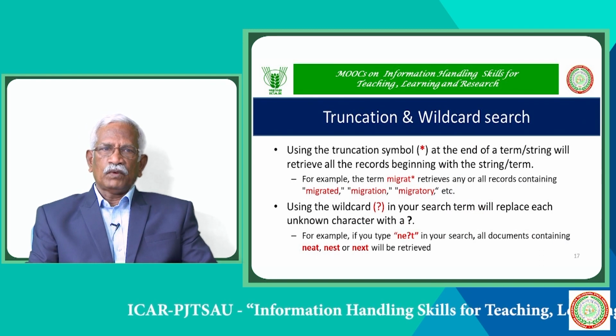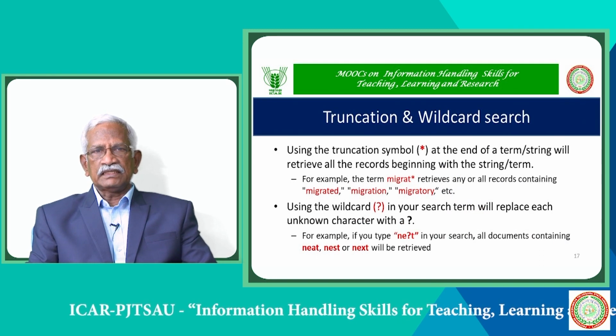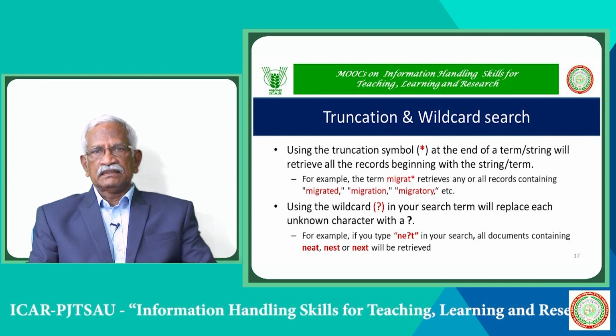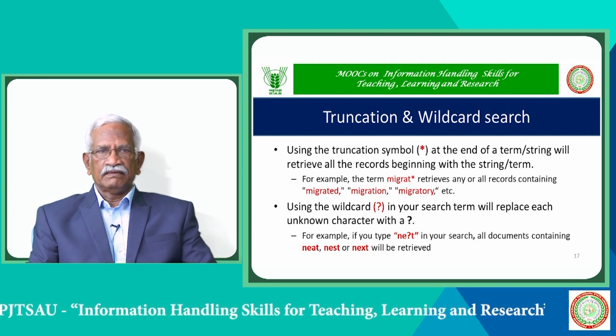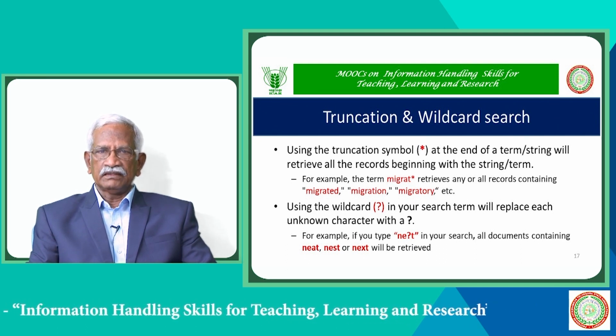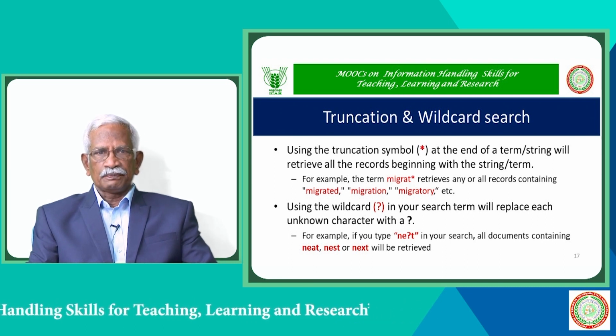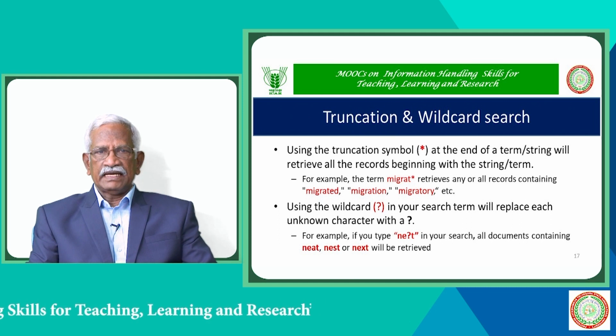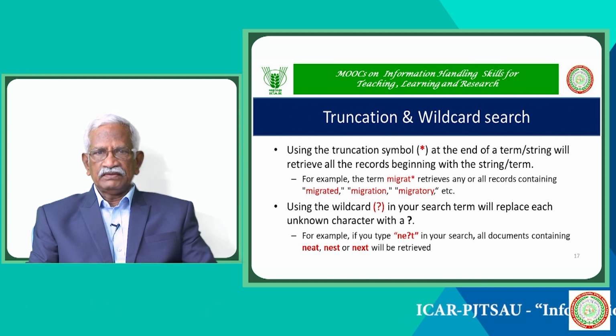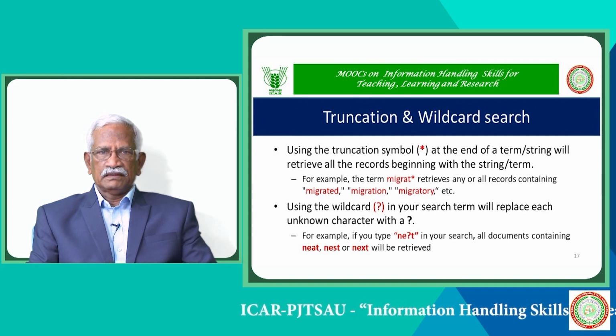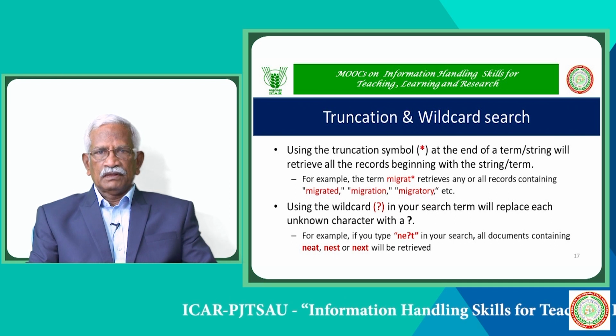Then truncation and wildcard search. Using the truncation symbol star at the end of a term or a string will retrieve all the records beginning with the string or term. You can see the example in the slide which is given there. For example, MIGRAT star retrieves any or all the records containing migrated, migration, migratory, etc. That is a truncation symbol.